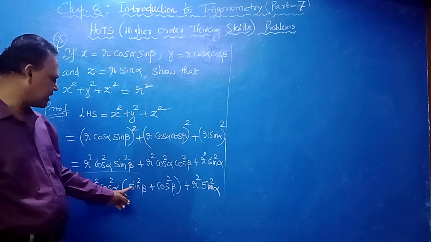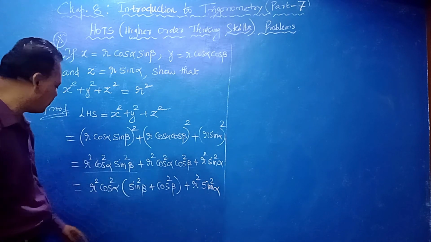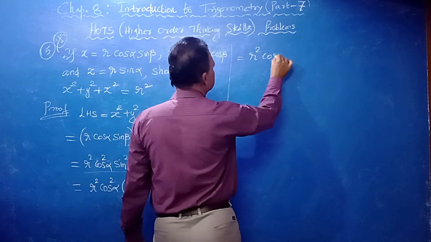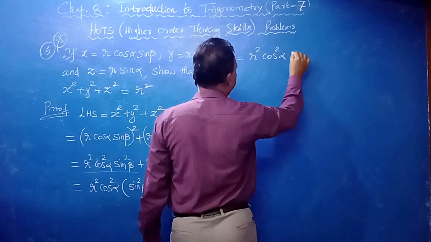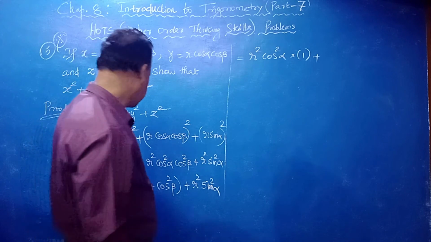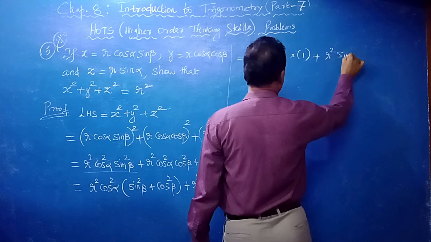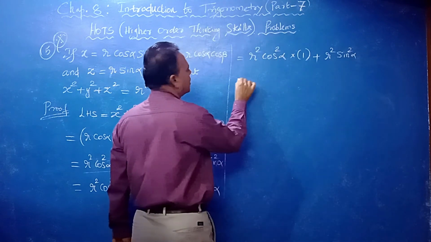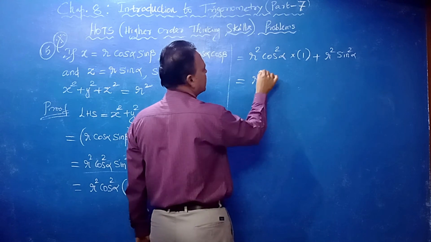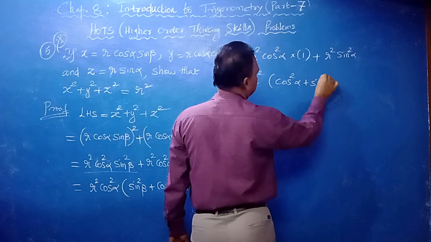Cos squared theta plus sin squared theta is 1, or sin squared theta plus cos squared theta is 1. So this will become 1. So you will write r squared cos squared alpha into 1. For understanding purpose you write; in the examination you can avoid this step. Then only you will know. Now this will be 1. Here what is common? R squared is common. Taking out means cos squared alpha plus sin squared alpha.